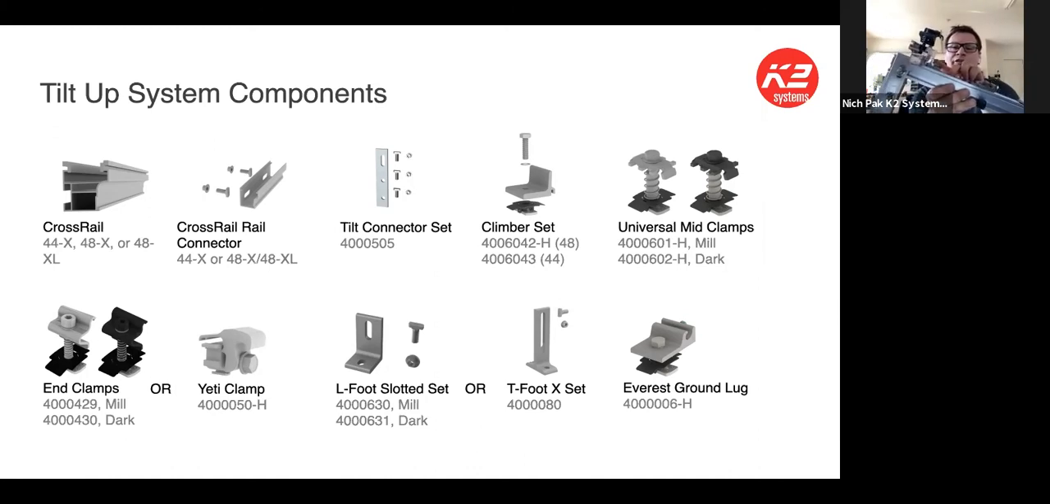We offer two of these climber sets. One is for our larger rails like we talked about. This is our lighter duty rail, which is the 44X, and we offer a climber that's specifically for that. Because that rail was a little bit lower in profile, we decided to make a different part number for that so it engages differently.